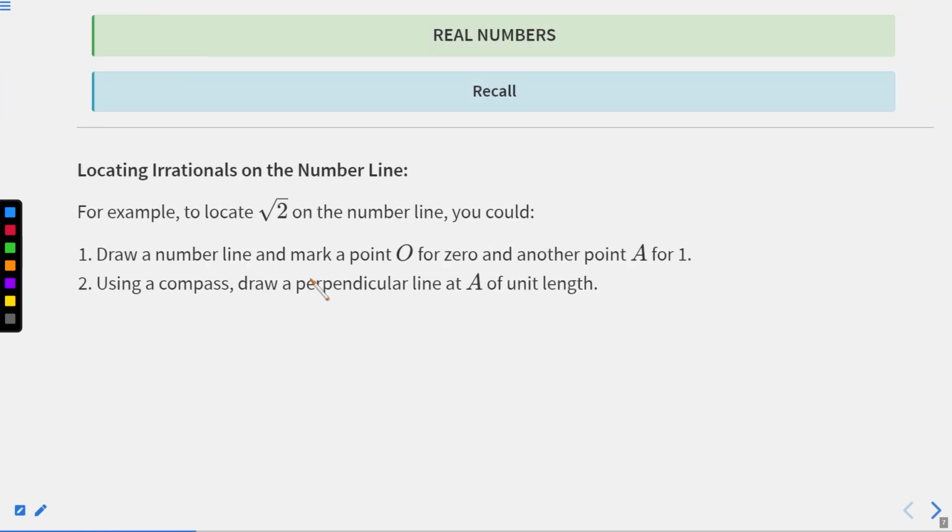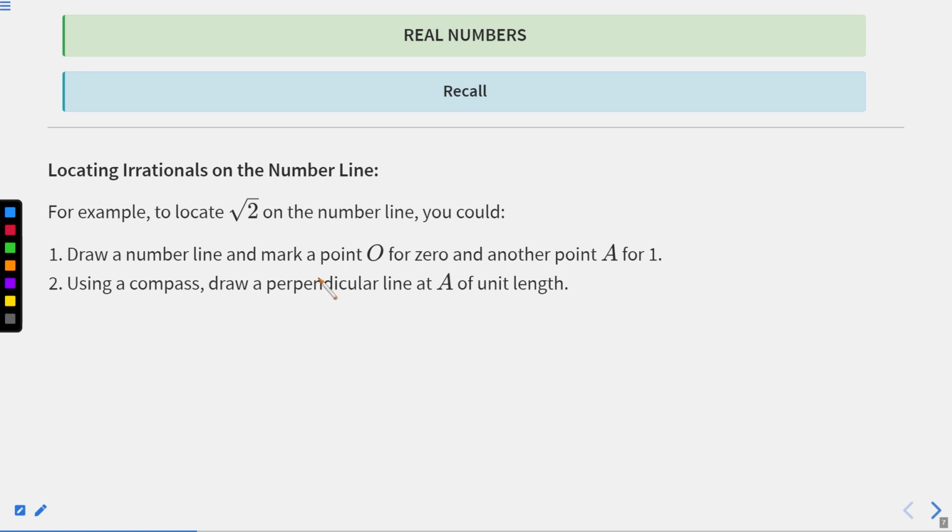Okay, so now here we'll see how to locate irrational numbers on the number line. We already have studied how to locate rational numbers on the number line, and locating rational numbers on the number line is an easy process. But locating irrational numbers on the number line is a difficult process. So here are some steps to locate irrational numbers on the number line.